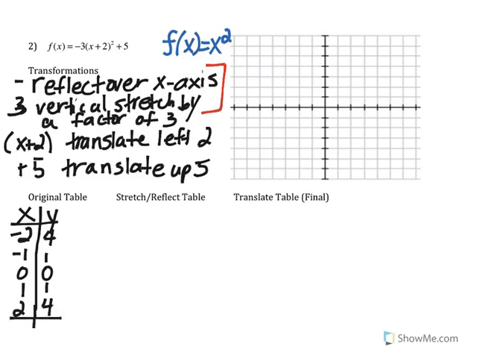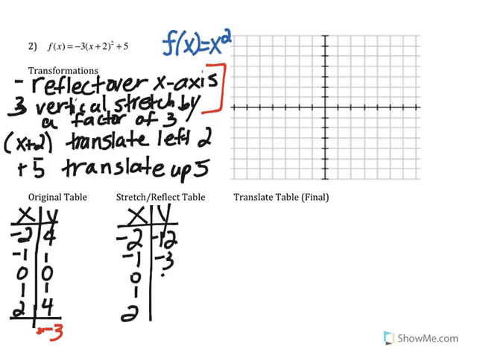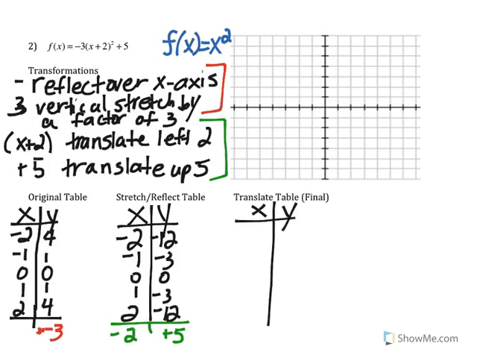So we're going to multiply the y column by negative 3 right away. That's going to take care of the reflect and the stretch at the same time. Notice that table is the same table. Okay, and then we're going to do our transformation stuff, which is our second part here. Those we can do at the same time. So left 2 means we're going to subtract 2 from the x column, up 5 means we're going to add 5. So we'll get our final table, then we can plot points and connect.